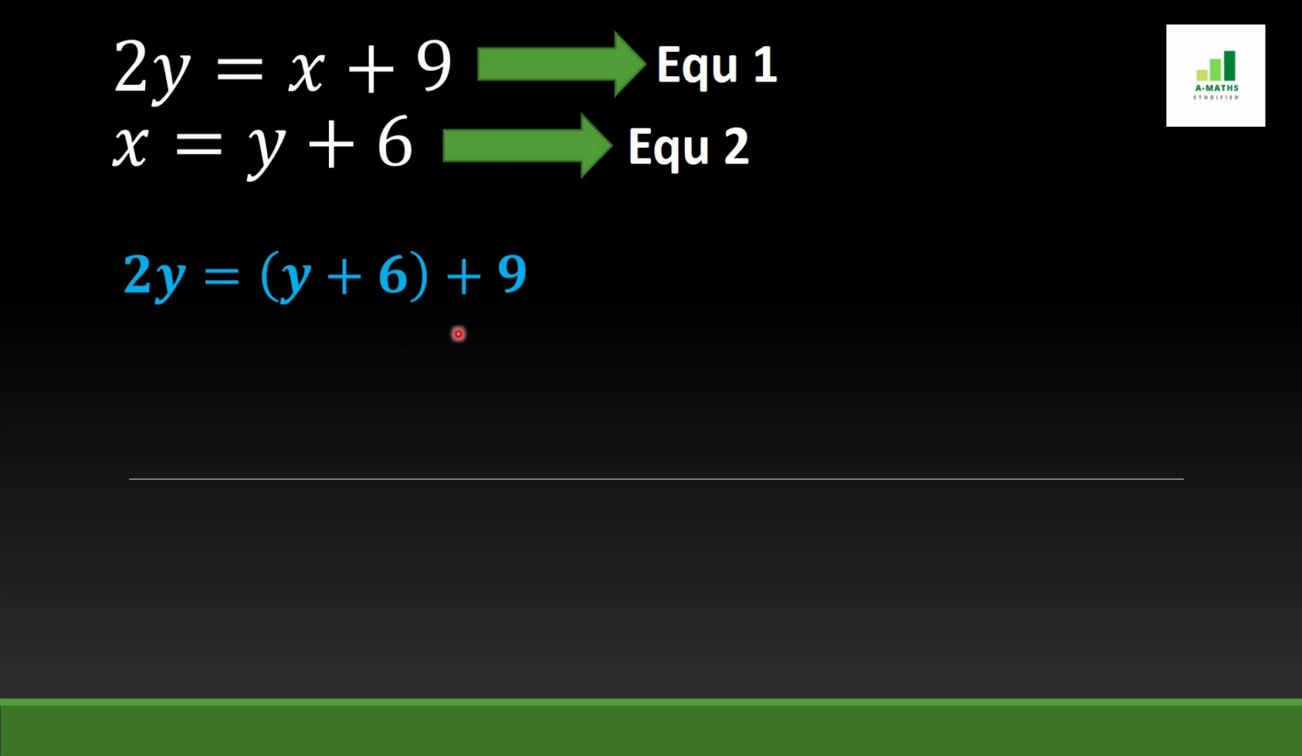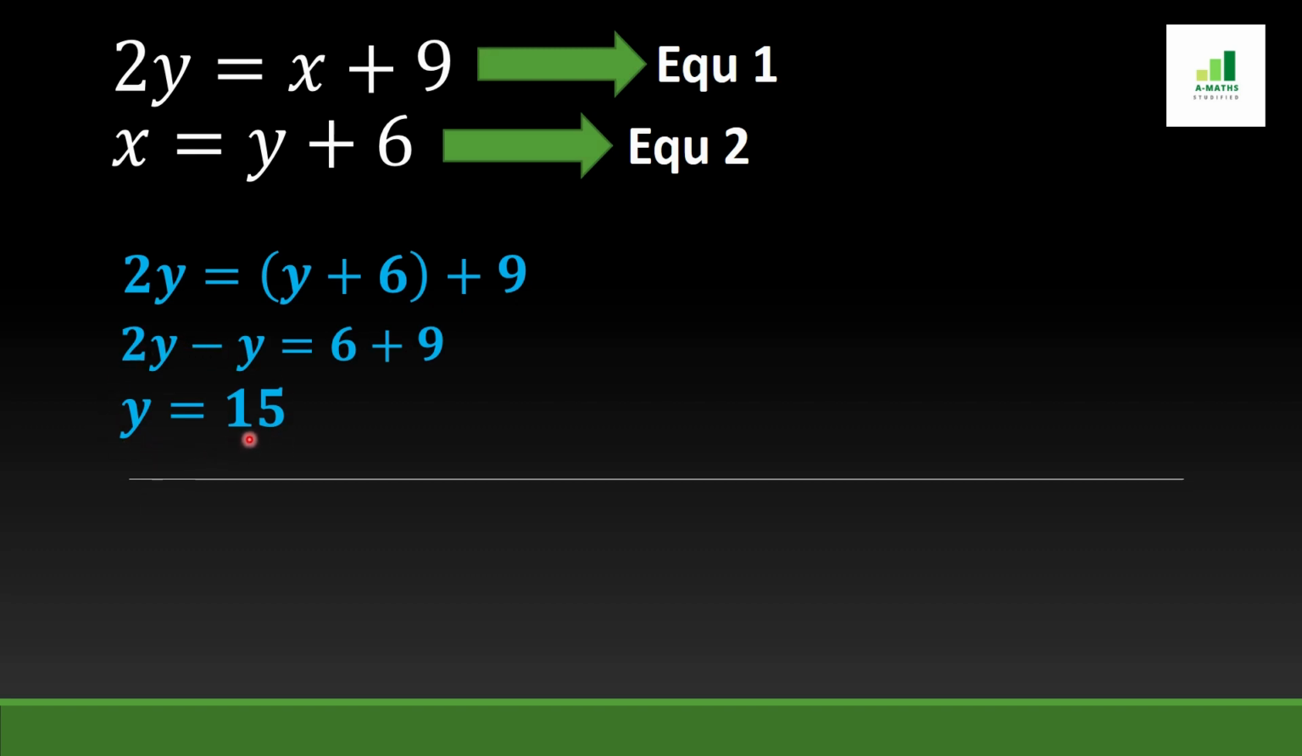Now we will simplify this equation. This y will go to the other side of the equation and change into minus y, and we will add 6 plus 9 here. So what we will get? y = 15. This is y equal to 15.